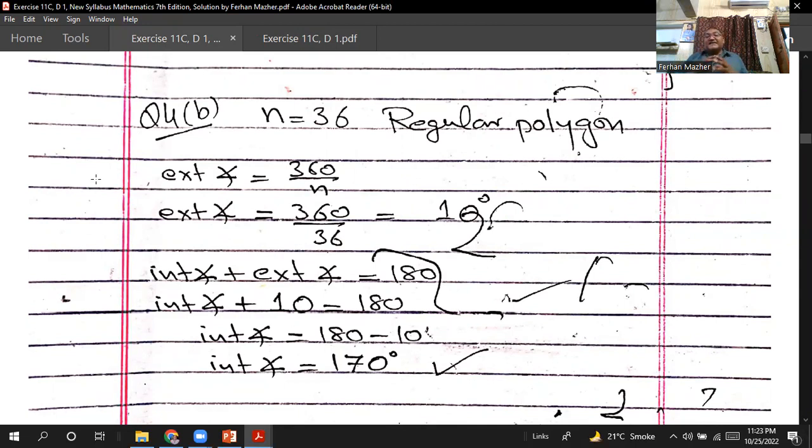Now, the adjacent external and internal angle, their sum is equal to 180. Internal angle plus the external angle, in the case of a regular polygon, their sum is 180. They are supplementary to each other. So the internal angle plus 10 equals 180. So the internal angle will be equal to 180 minus 10, and the internal angle will be 170 degrees. So this is question number 4, B part. I hope you understand.